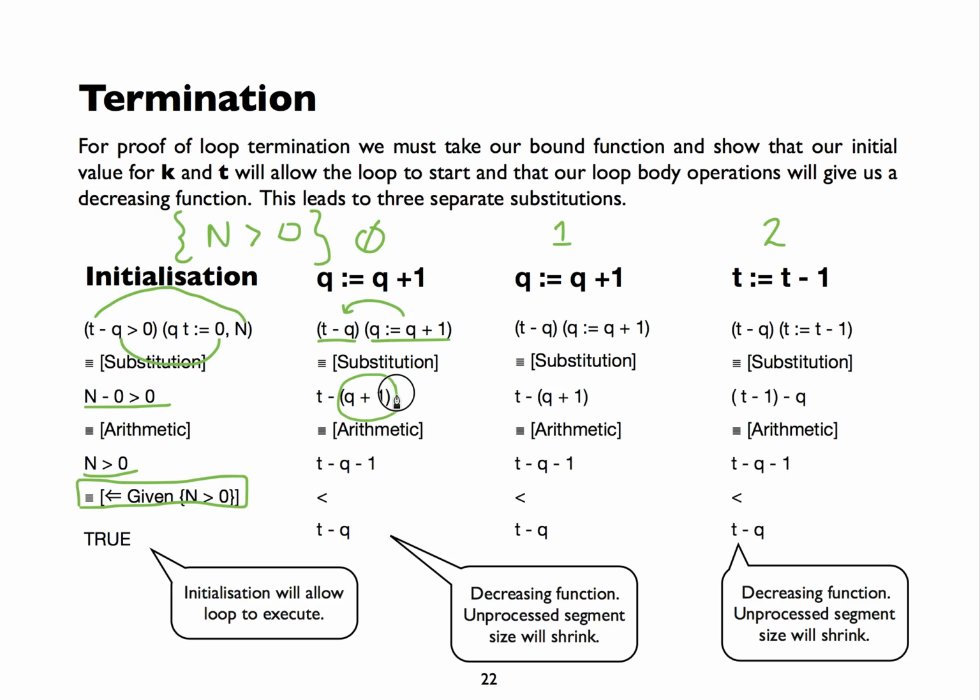with q plus 1. By arithmetic, t minus (q plus 1) is the same as saying t minus q minus 1. So if we take q away from t and then take another 1 away from that, that's the same as adding 1 to q and taking it away in one go. So remember, we're looking for a decreasing function. And t minus q minus 1 is always going to be less than t minus q. So this step of incrementing q guarantees that we have a decreasing function.